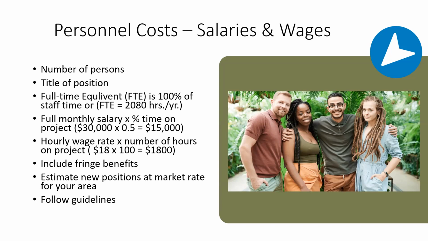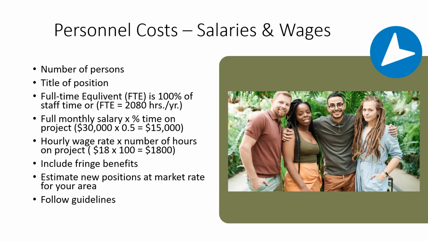Sometimes you have folks that work an hourly rate. So you might calculate that by taking their hourly pay, $18 in this case, times the number of hours they're going to work on the project. Say they're going to work 100 hours on the project. Then I would take their $18 times 100 and get $1,800. So those are 2 examples of how you might calculate personnel time in a budget. And we'll look at some more detailed examples of that in actual budgets in a few minutes.